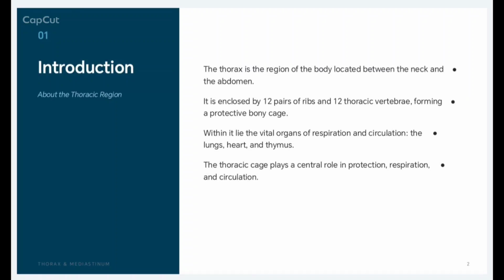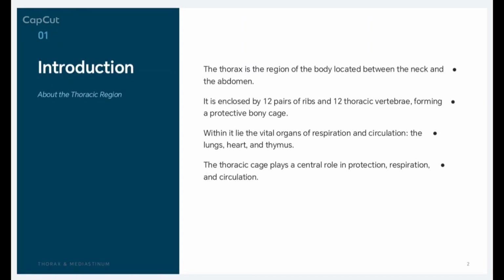Consequently, the thoracic cage plays a centralized role in three fundamental physiological processes: the protection of viscera, the mechanical movement required for respiration, and the accommodation of the circulatory system's primary pump. Understanding its boundaries is the first step in clinical diagnosis.